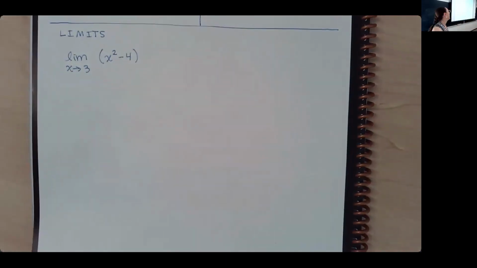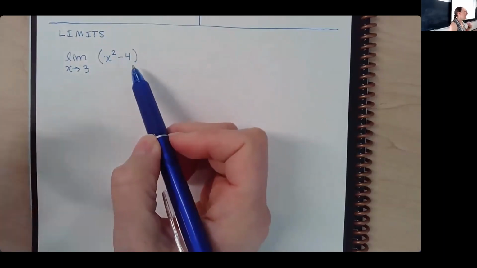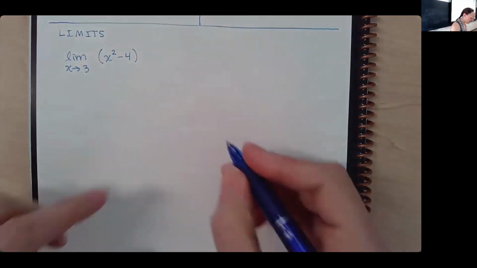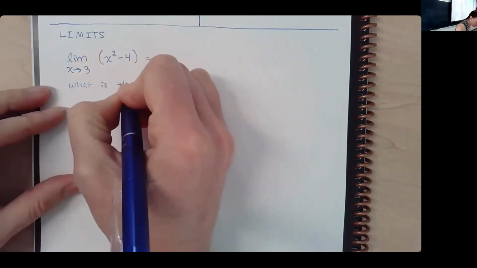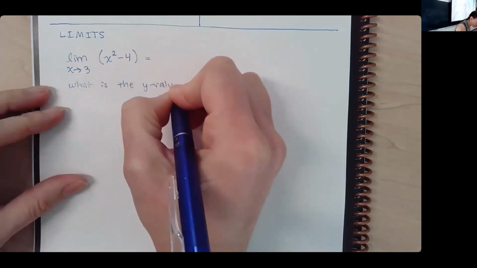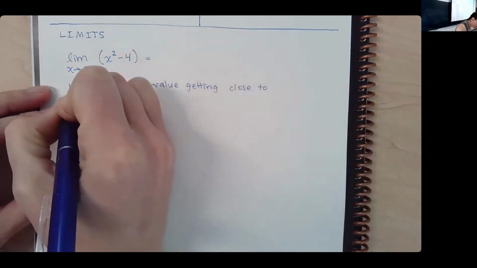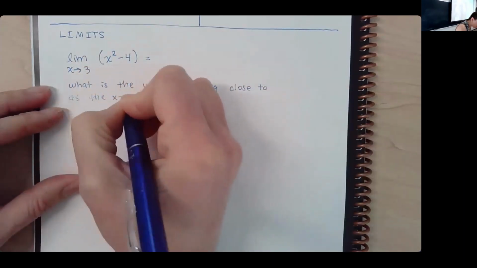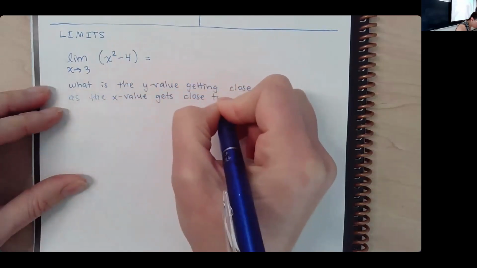like this, it's a particularly boring something that I wrote, but I would read this as saying the limit as x approaches 3 of x squared minus 4. That's a whole lot of words for a question that's really asking us, what is the y value getting close to, as the x value gets close to 3.